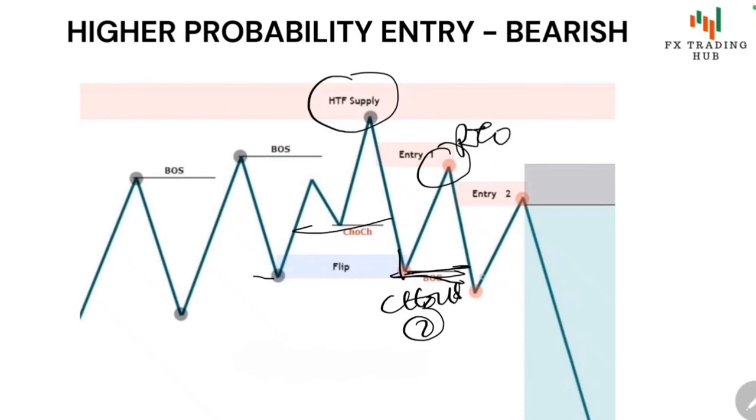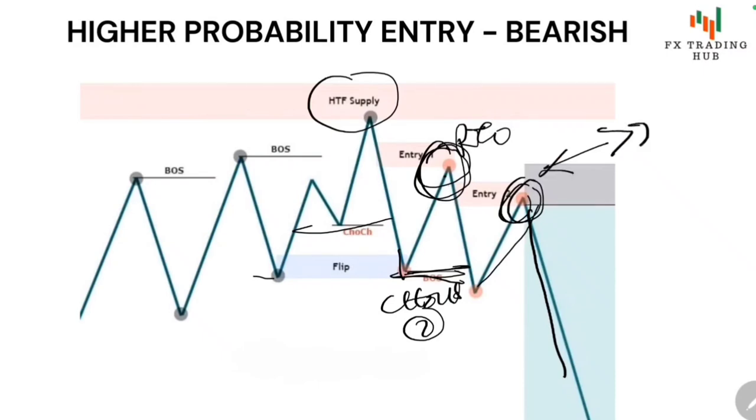So when change of character number 2 happens, and when price comes back to the supply zone that created the second change of character, we get into the trade instead of here. This is lovely to enter. This has a good probability of success, but this one has a higher level of probability of success than entry number 1. So here, enter this trade at that point.